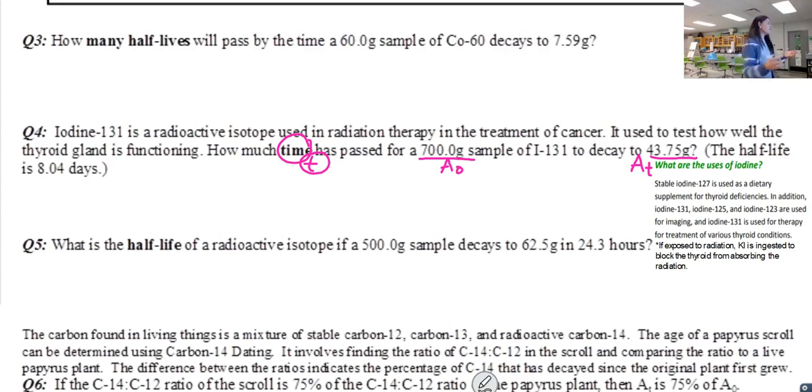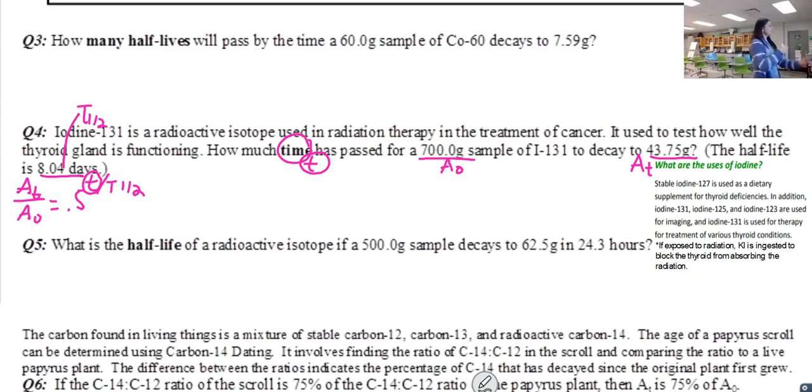So if we fill in our equation, I'm going to use A_T over A_0 equals 0.5 to the T over T_1/2. And the question is, what am I solving for? I know I'm looking for how much time has passed, so I'm looking for T. By the way, this is 8.04 days. This is representing my T_1/2, my half-life time. It says the half-life is 8.04 days, okay?